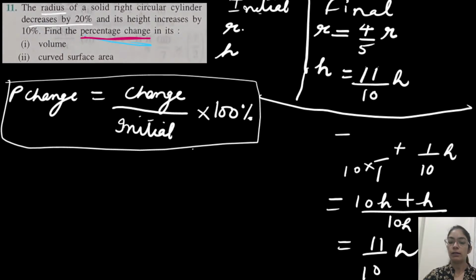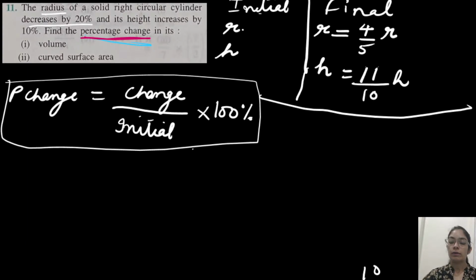So we have done till here. We have solved what the final values were. We just assumed the initial values of radius and height were r and h, and now we have the final values after the change. Now how do we find the change of anything? We have to find the change so that we can substitute it in this formula. Percentage change is change by initial value into 100. So first of all we have to find the change of the volume.